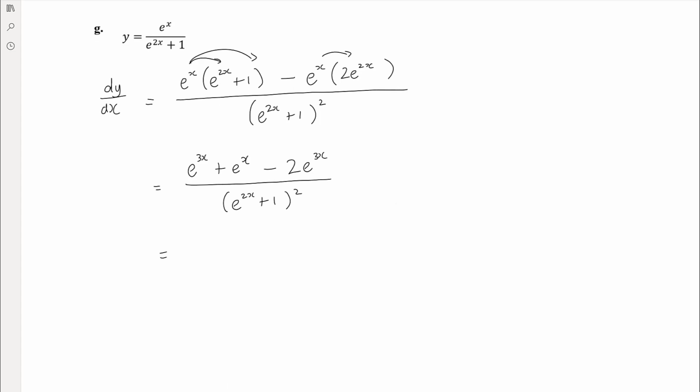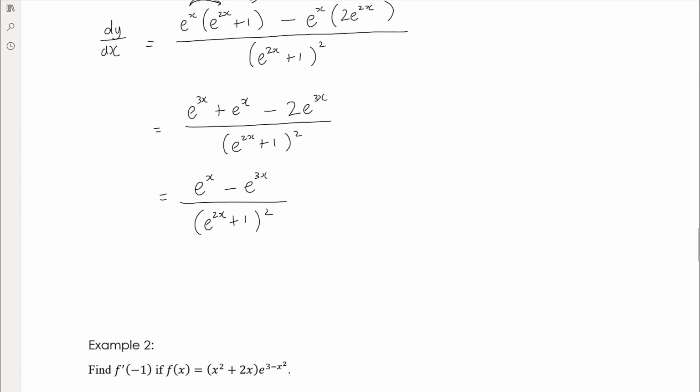Okay, so that is e to the x minus e to the 3x, just collecting together those like terms, over e to the 2x plus 1 all squared. Okay, that's probably fine as it is. You might choose to factor out e to the x on the numerator, but there's not really anything else you can do with that.